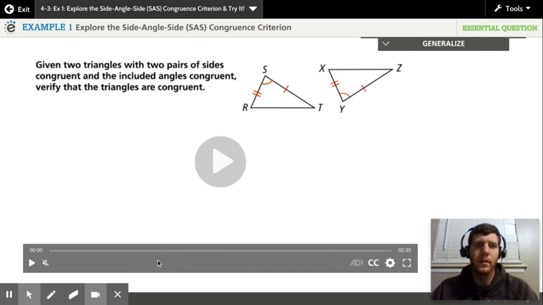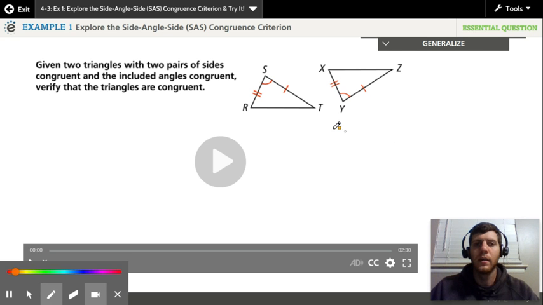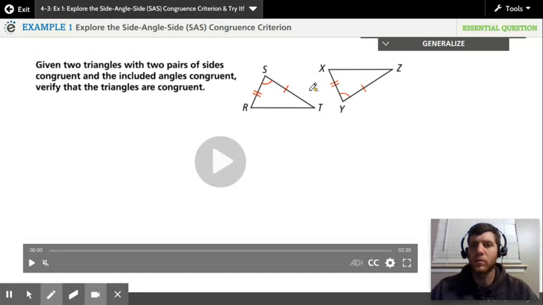Okay, example one really isn't an example. It just asks you to explore side angle side congruence. And they have a little video for you. But the essential idea here is that we don't need all the corresponding parts of each triangle to be congruent in order to show that the triangles are congruent.